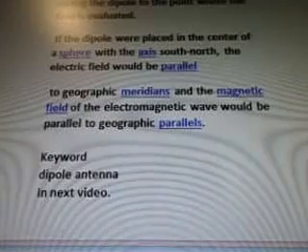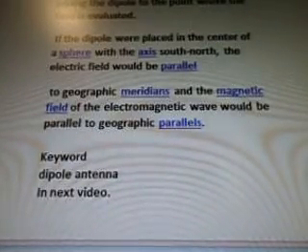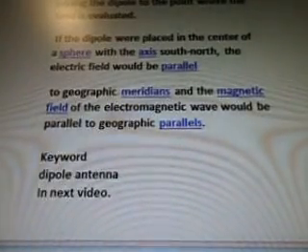So the keyword dipole antenna will be in the next video. It's probably going to be in the next 10 videos, just so you know. There's lots about it. Okay, thanks for watching.